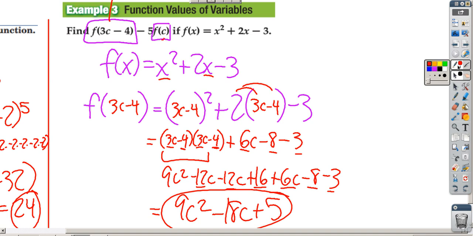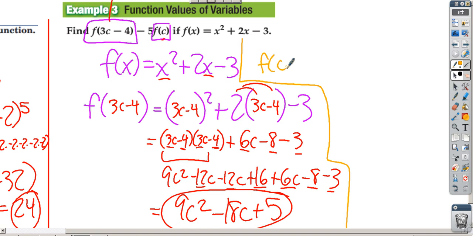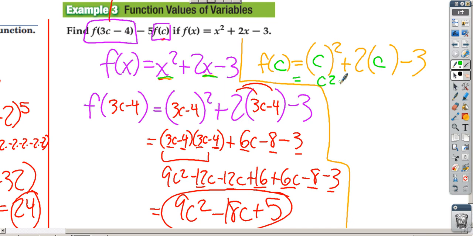Let's use a different color here. F of c just means wherever you see an x, you're going to plug in a c. So wherever I see an x, I'm going to plug in a c. Well, I see an x here and here where those empty parentheses are. So I'll plug in a c. Then when we simplify this, it's c squared plus 2c minus 3.